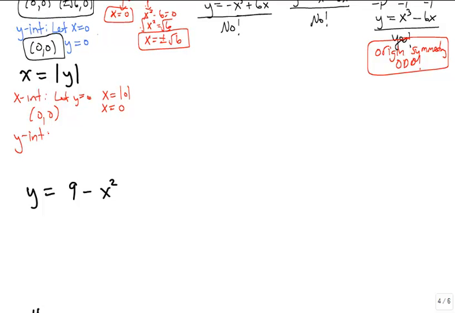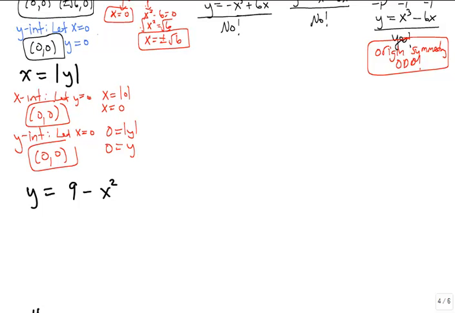Likewise, for the y-intercept, you're going to let x be 0. So now I put a 0 on the left side. 0 equals absolute value of y. The only way that's true is if y itself is 0. So again, that origin is both an x and a y-intercept.